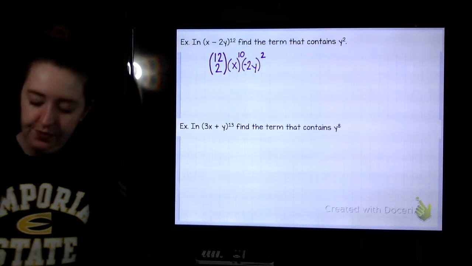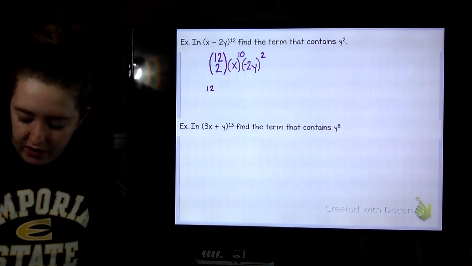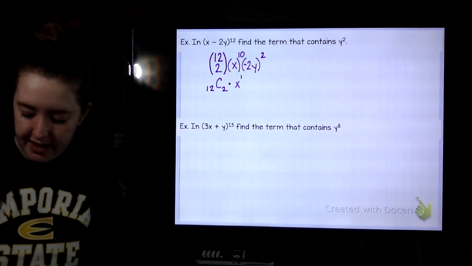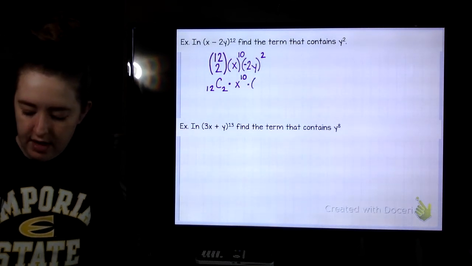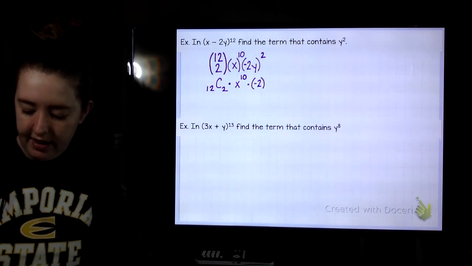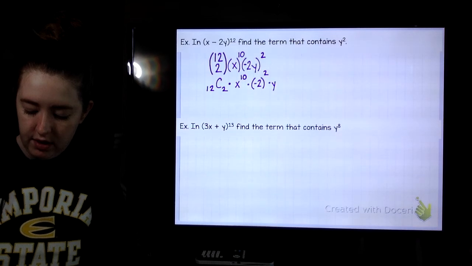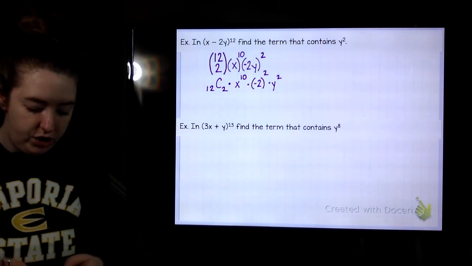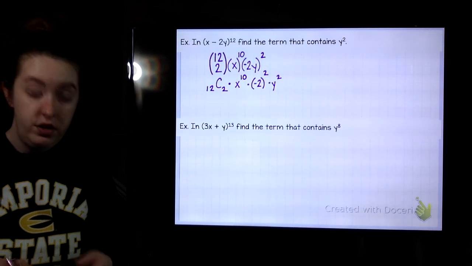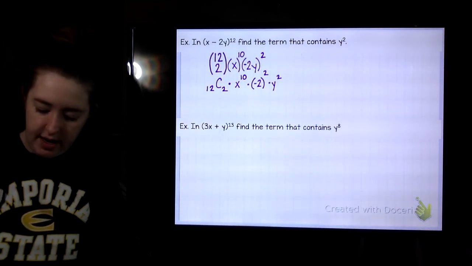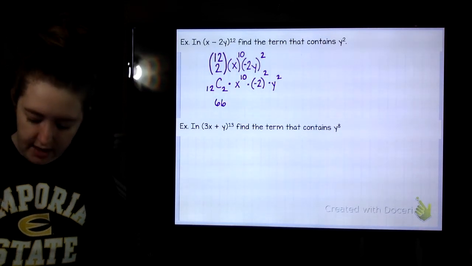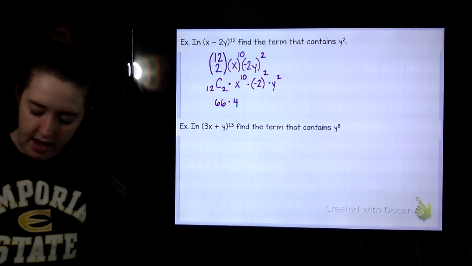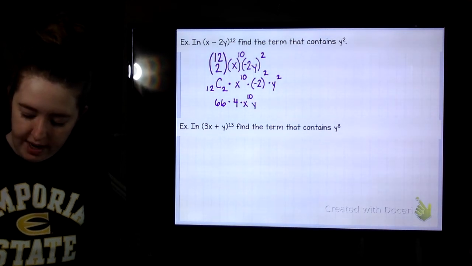Let's rewrite this now. I have 12 choose 2, times x to the 10th, times, and then negative 2 needs to be in parentheses, squared, times y squared. Cool. So first of all, we need to find 12 choose 2, and I got 66, times, and then if I take negative 2 and I square it, that's positive 4, and then we have x to the 10th, y squared.